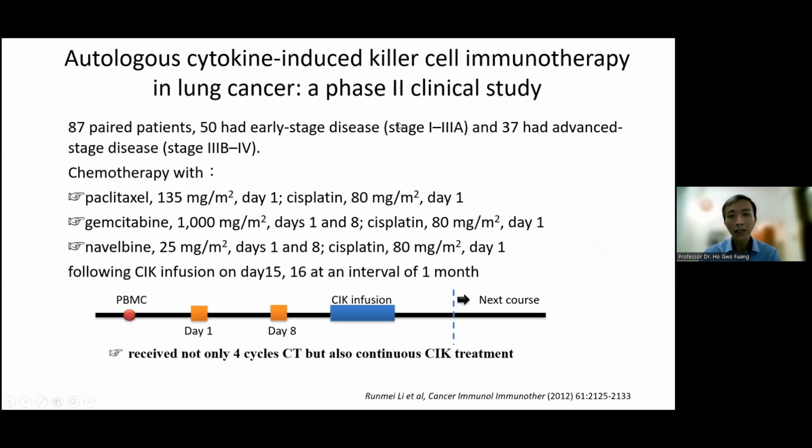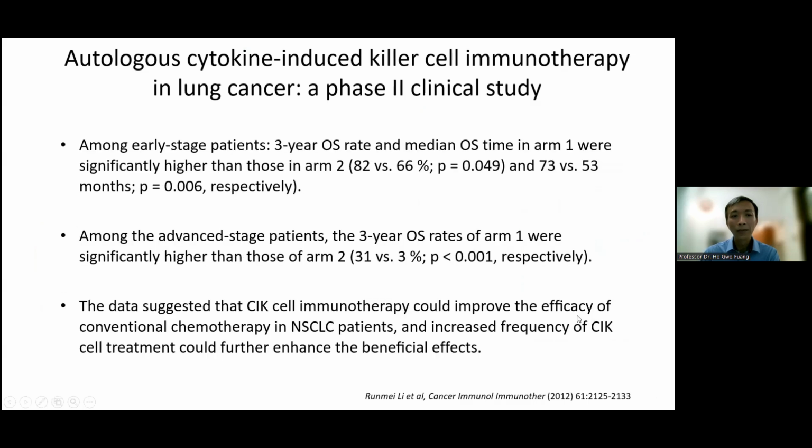So they had early stage lung cancer patients use chemotherapy. There are 3 different combinations, cisplatin, paclitaxel, or gemcitabine, with or without the CIK infusion. And also advanced cancer patients had 4 cycles of chemotherapy with or without the CIK infusion. What they reported is for early stage patients, the 3-year OS, or overall survival, went up from 66 to 82%. For the advanced patients, the 3-year OS went up from 3 to 31%.